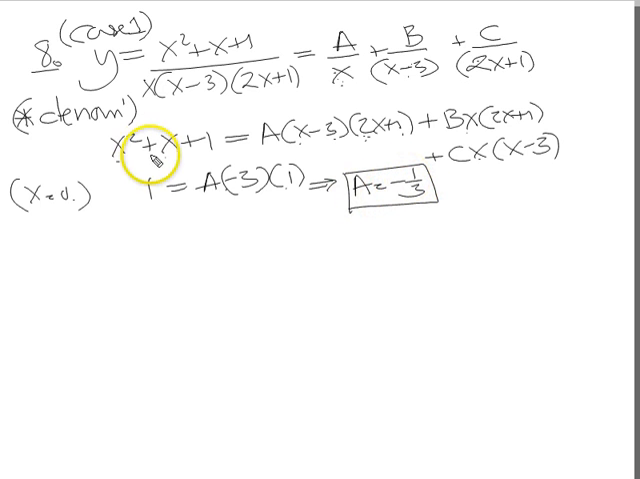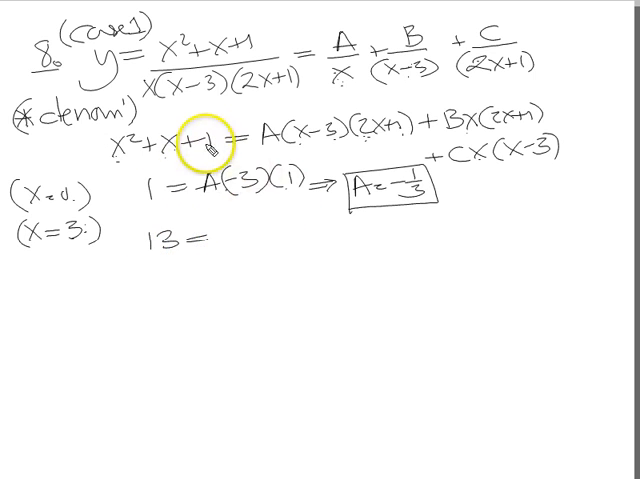And then let's do the next easiest thing to do, which is x equals 3, isn't it? That's the next easiest thing to do. So if I put 3 in for here, I can see that 3 squared is 9. Another 3 there, which is 12, plus 1 is 13. So I can write 13 down.